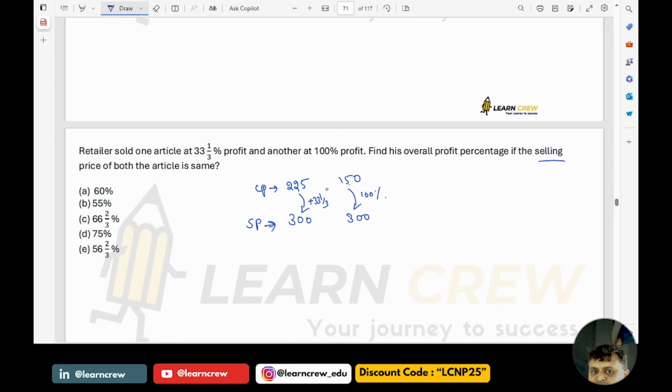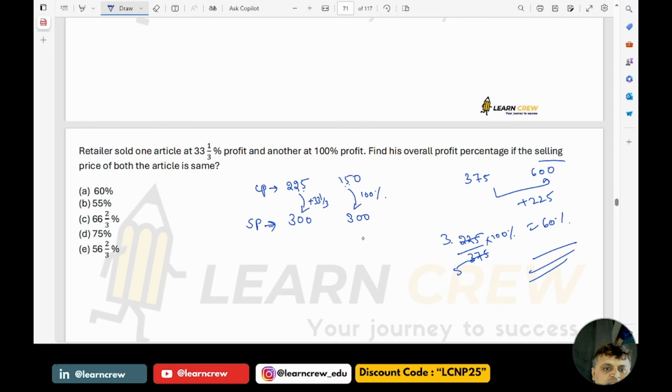So 225 plus 150, how much? 375 is the overall cost price and 600 is the overall selling price. Thereby 225 is the overall profit. This 225 is what percentage of 375? If you simplify, 75 threes are 225, 75 fives are 375. 3 by 5 means 60%. So 60% is the answer. Okay, next.